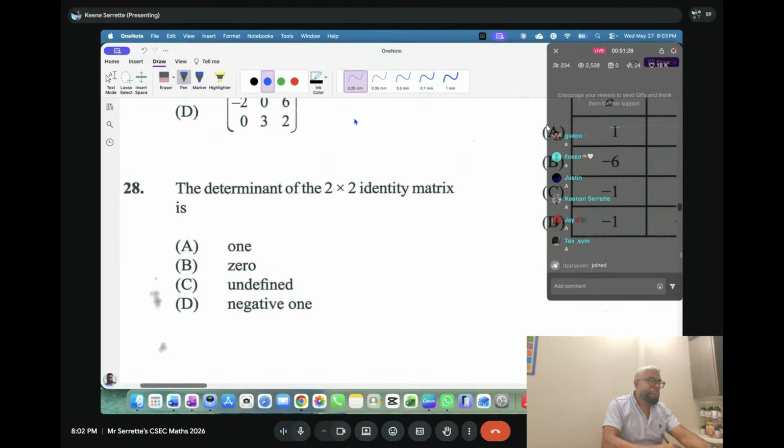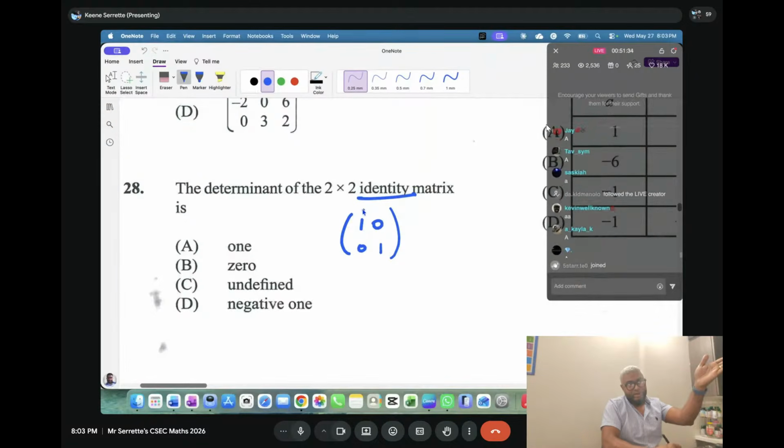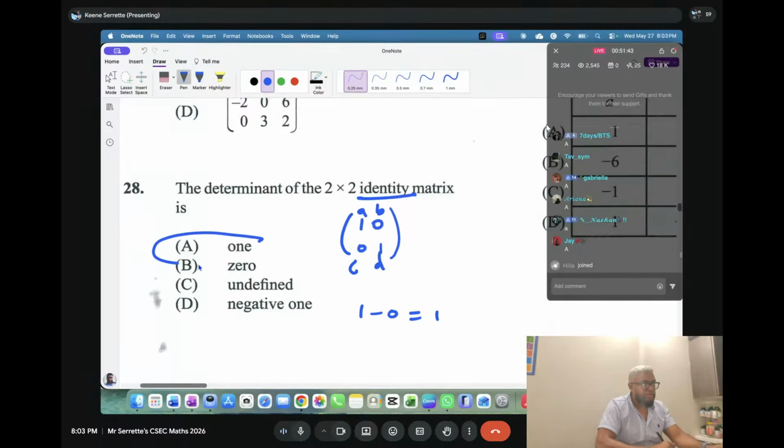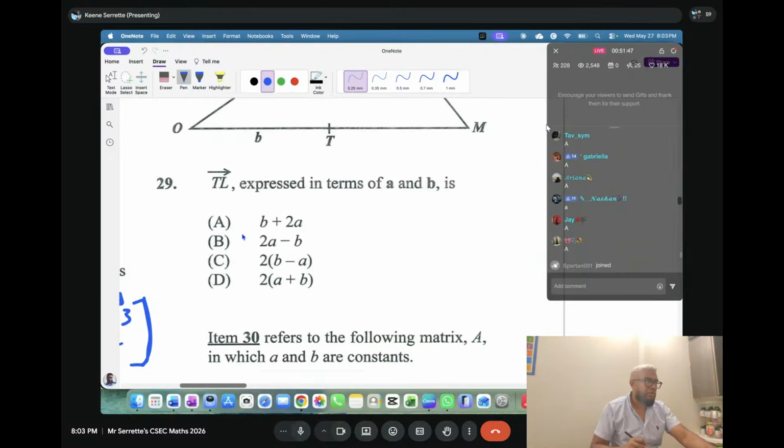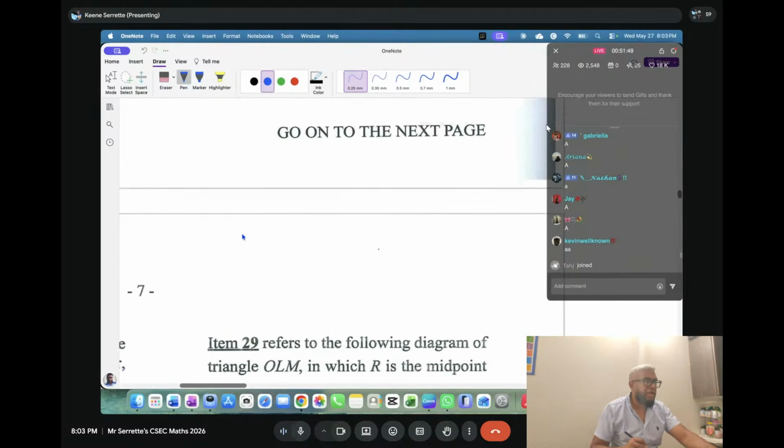The determinant of our 2 by 2 identity matrix. A multiplied by D minus B multiplied by C would be 1 minus 0, which is 1. Talk done. There we go.